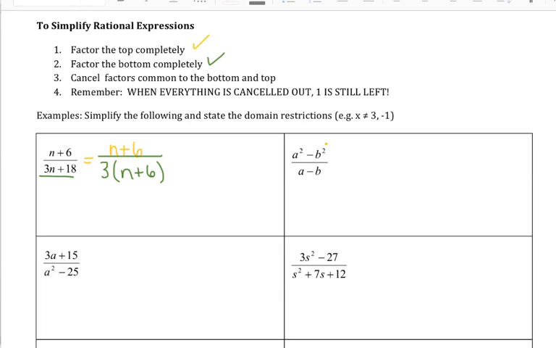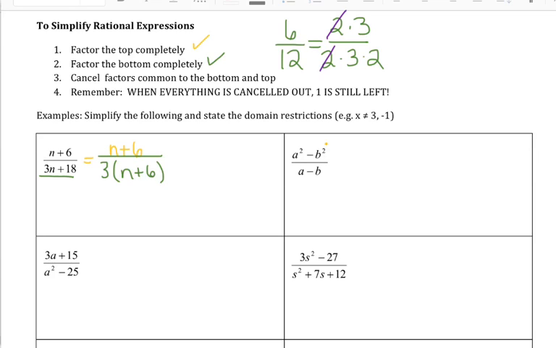Next it says cancel out factors that are common to the top and the bottom. Now here's where we need to talk about what factors are. If I have 6 divided by 12, factors of 6, if I did a factor tree, would be 2 and 3. And factors of 12, if I did a factor tree, would be 2 and 3 and 2 again. Now, I can cancel out factors that appear on the top and the bottom.